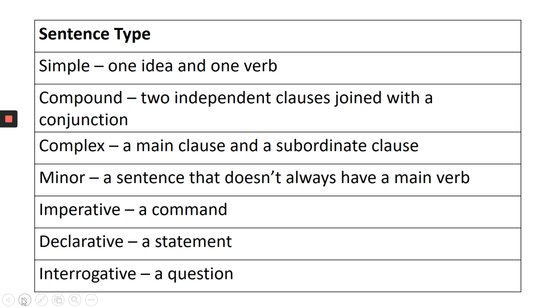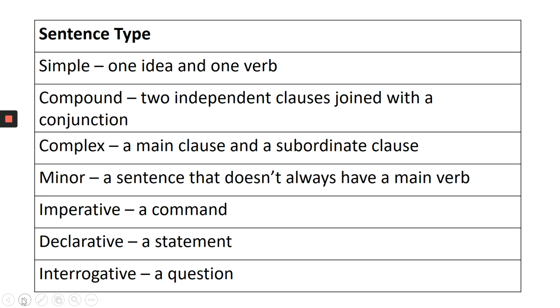Next, we've got complex sentences. These contain a main clause and a subordinate clause. So the main clause makes sense by itself, whereas the subordinate clause relies on the main clause for it to make sense. So for example, we could have the cat, who was very hungry, sat on the mat. The main clause would be the cat sat on the mat. The subordinate clause would be the bit in the middle, the who was very hungry, which doesn't make sense by itself. Complex sentences are really good for embedding extra information and giving you more detail about something.